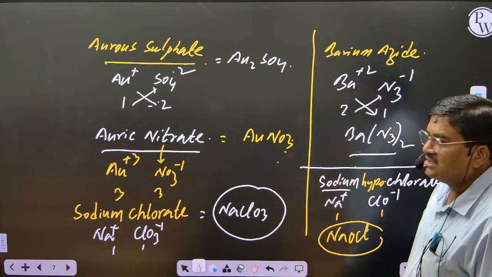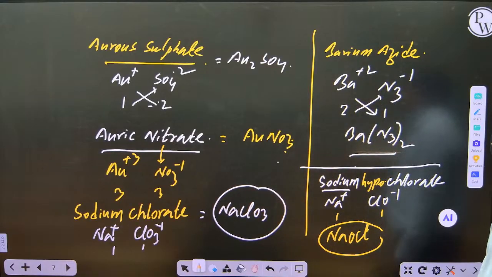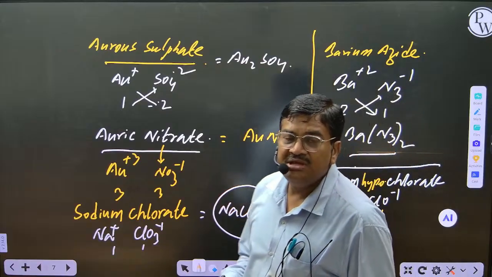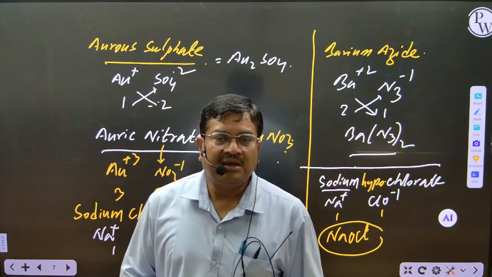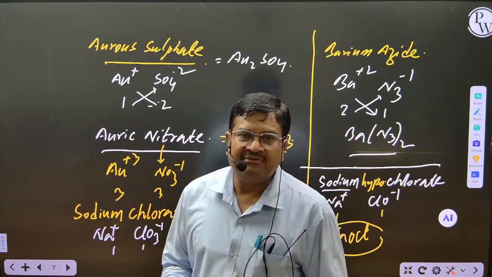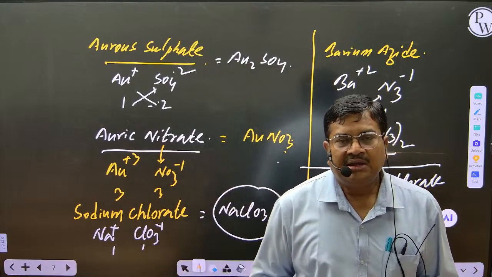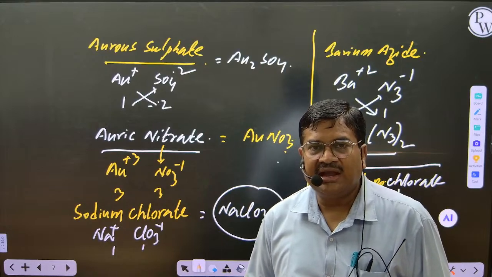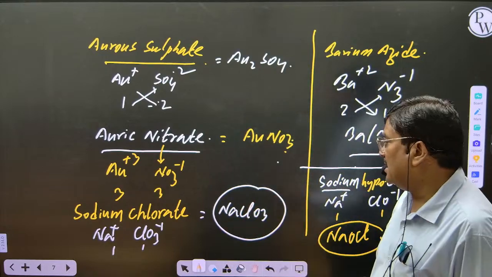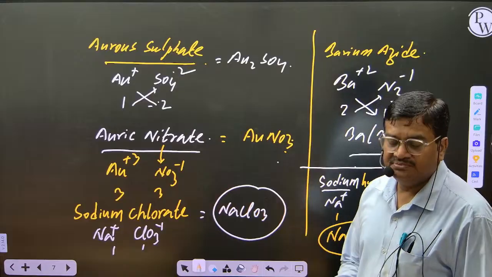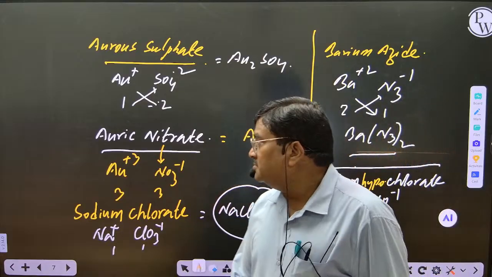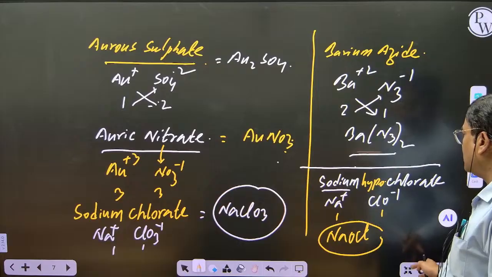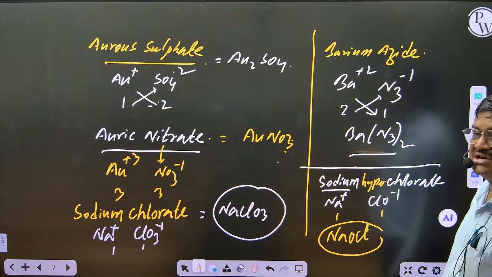So this is the crisscross method. Understood? In order to write the crisscross method, you have to be thorough with anions and cations, and in anions, which are bivalent, monovalent, trivalent. And in cations also, you have to remember which is monovalent, bivalent, and the list of cations and anions you have to remember. Clear? Forming the formula of a compound by the crisscross method is done.